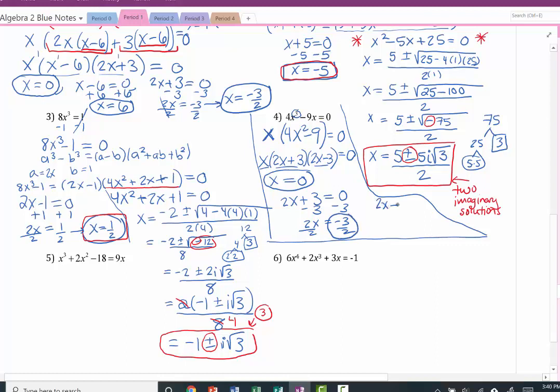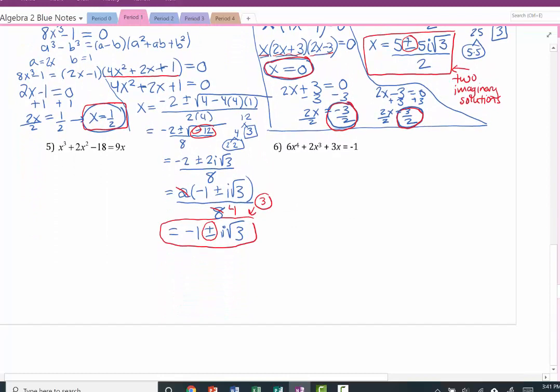And then my third answer will come from when I set 2x minus 3 equal to 0. Add 3 to both sides. Divide by 2. And my third answer is positive 3 over 2. So first answer was 0, which came from the x factor. Second answer was negative 3/2, which came from the 2x plus 3 factor. Third answer was positive 3/2, which came from the 2x minus 3 factor.